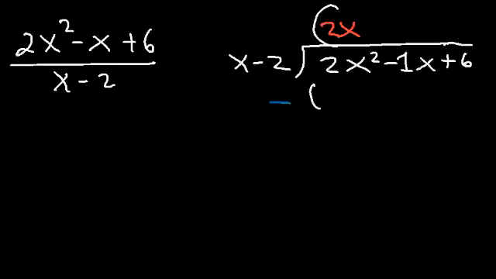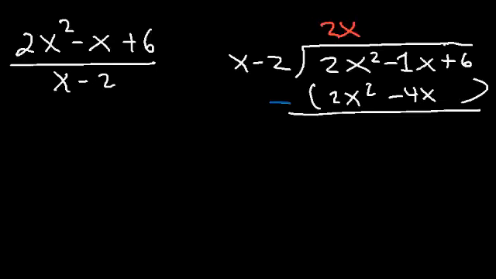Now we're going to multiply. 2x times x is 2x squared. And 2x times negative 2 is negative 4x. And now subtract. 2x squared minus 2x squared is 0. So those 2 cancel. And then negative 1x minus negative 4x is the same as negative 1x plus 4x, which is positive 3x. 6 minus nothing, or 6 minus 0, is simply 6. So we can bring the 6 down.